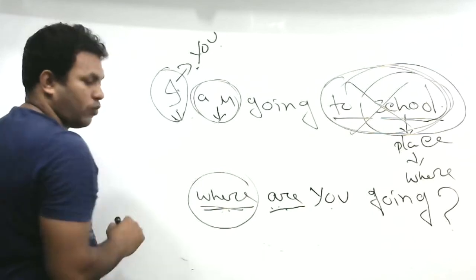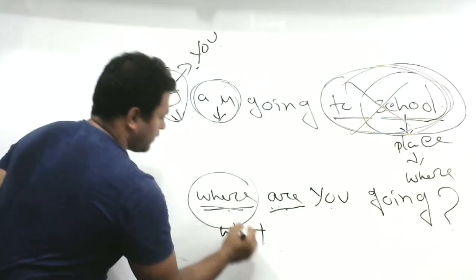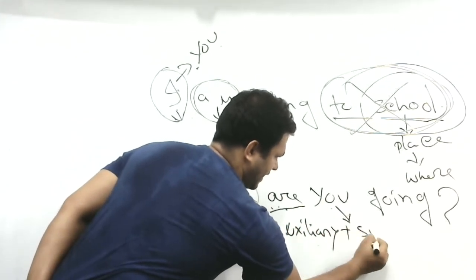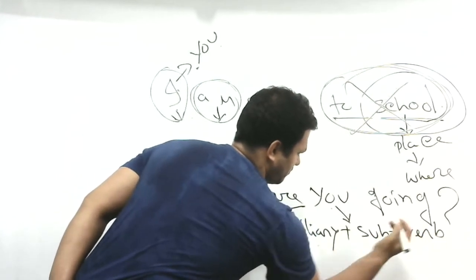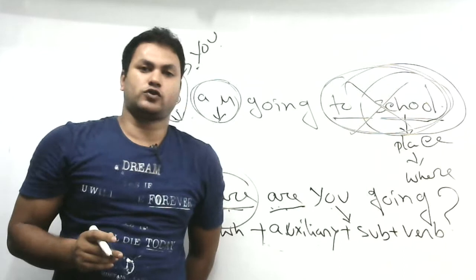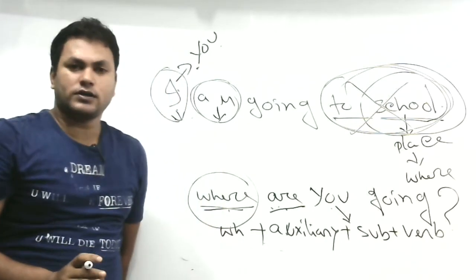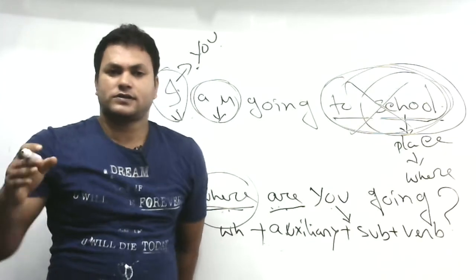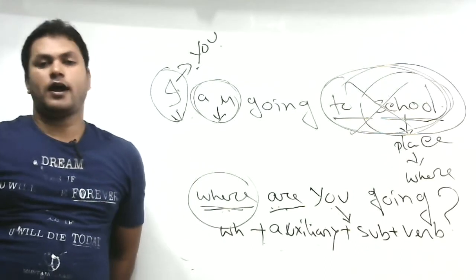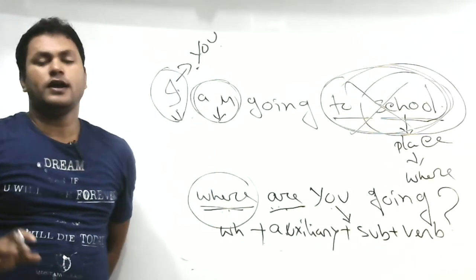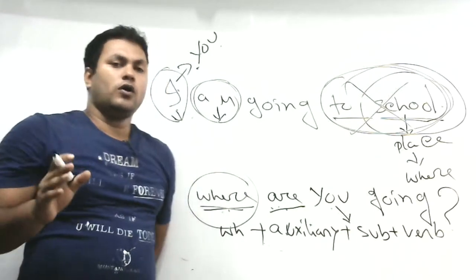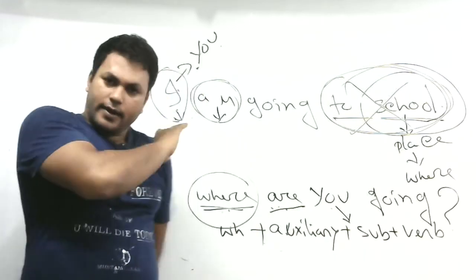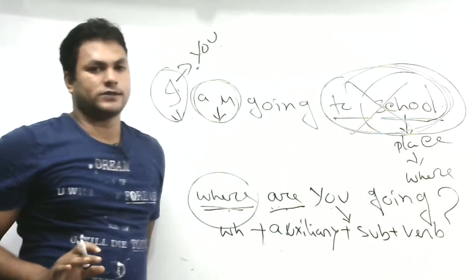First of all, where, the WH word. Next auxiliary. Next subject. Next verb. This is the structure of WH questions. First the WH word, second the auxiliary verb, third the subject, and fourth you will have to use the verb, and if there remains any object you can use that. If there is no object, no need to use that. So I think it will be useful for you if you remember this structure. You will be able to make WH questions from any sentence.